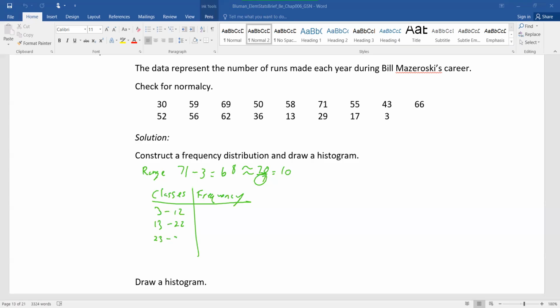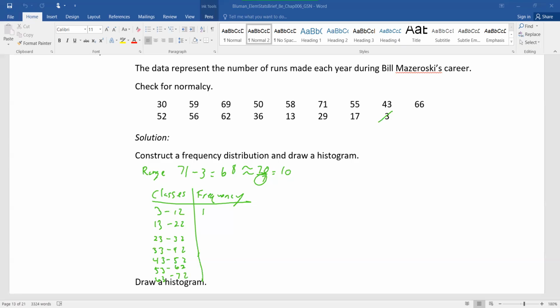23 to 32. 33 to 42. 43 to 52. 53 to 62. And then 63 to 72. And 71 is the largest number. So there we go. All right, so 3 to 12, I got 1. That's all I got.